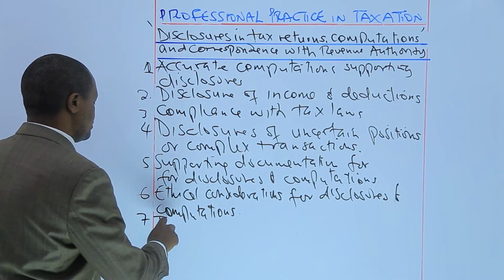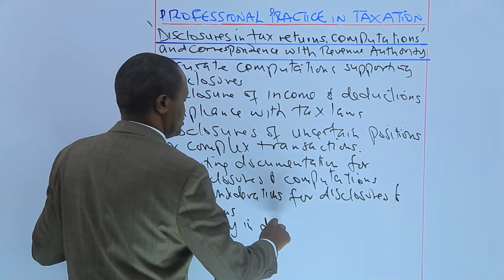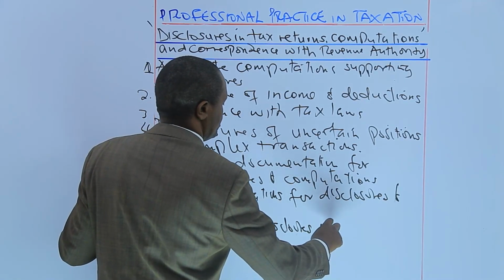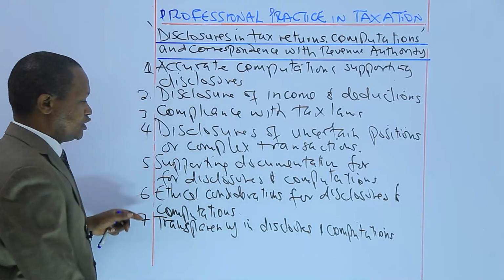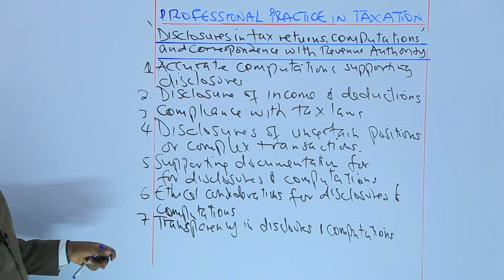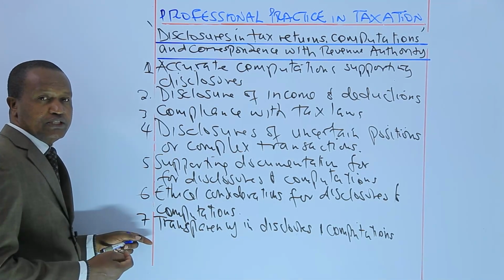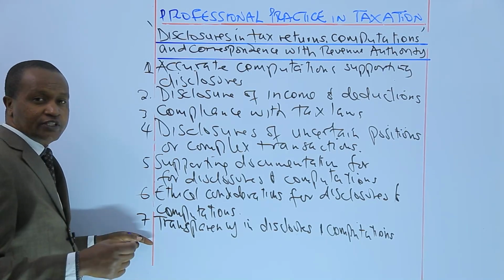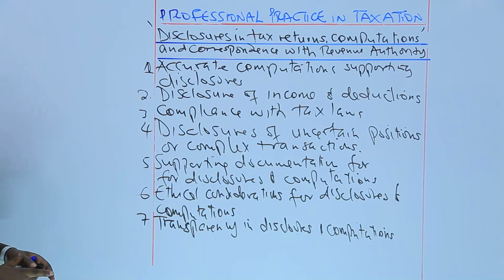7, we have transparency in disclosures and computations. There's also the question of transparency in disclosures and transparency in computations. Transparent disclosures and computations are vital for maintaining credibility with the tax authorities. And that includes disclosing all the relevant information and explanations that support the position taken in the tax returns.